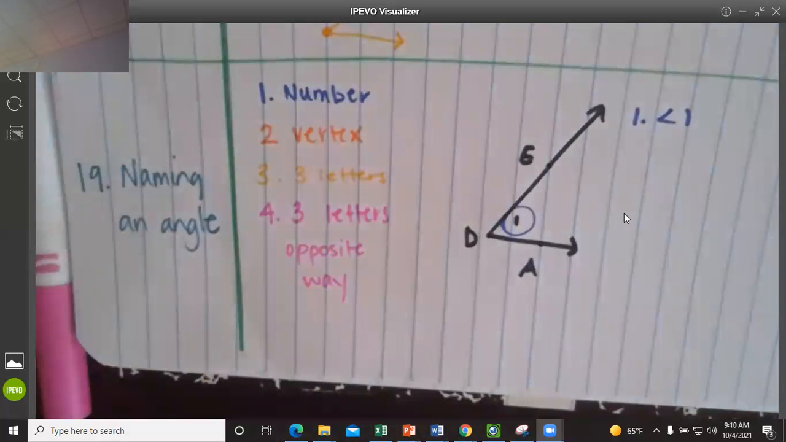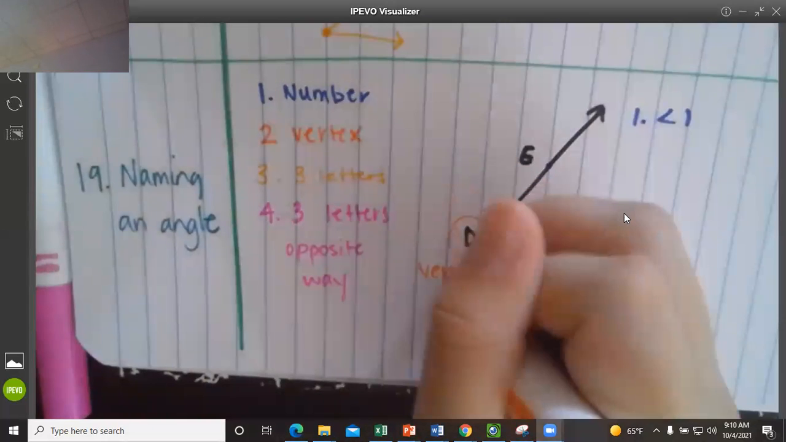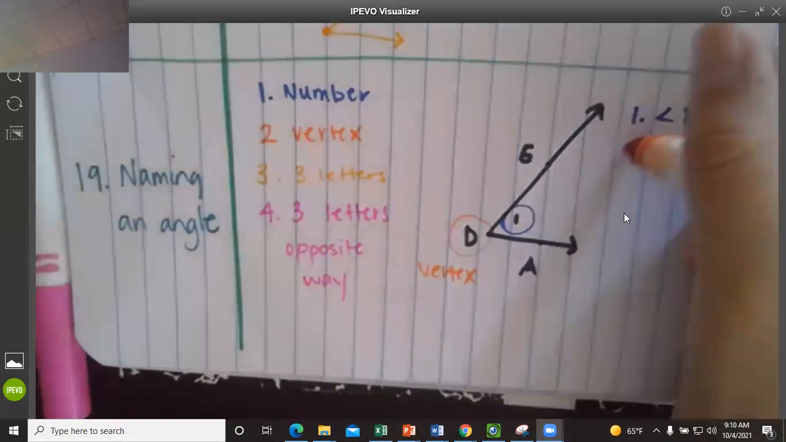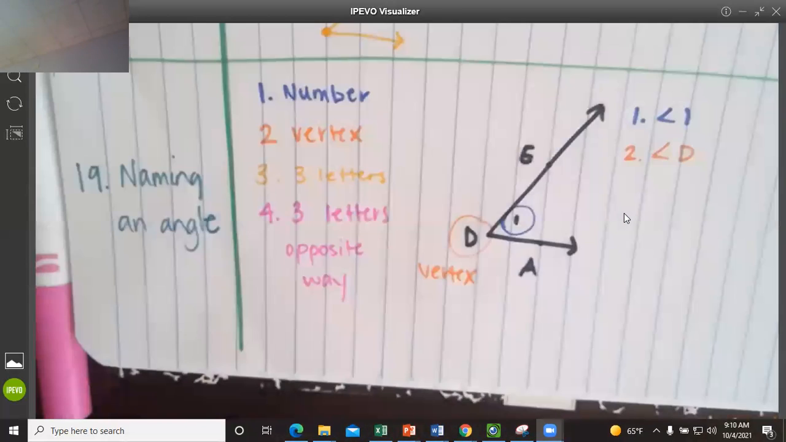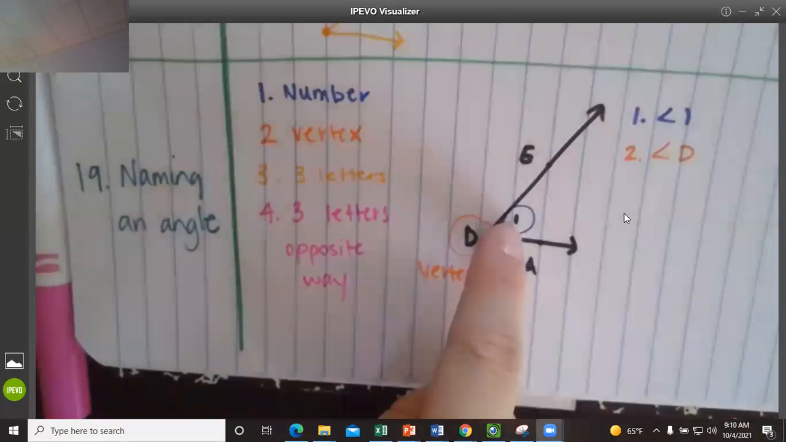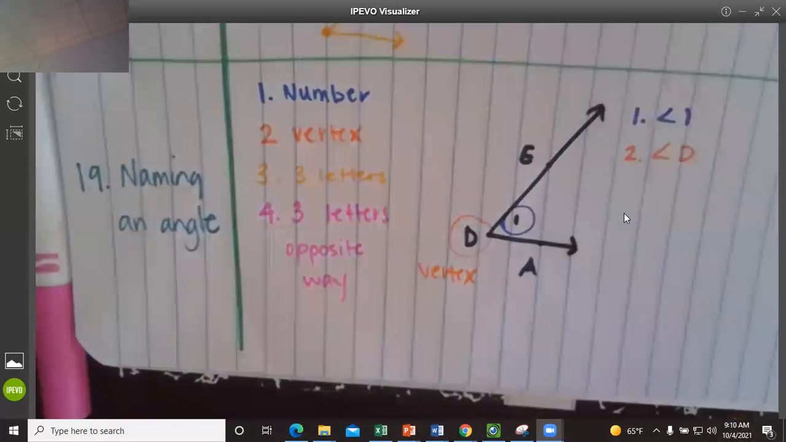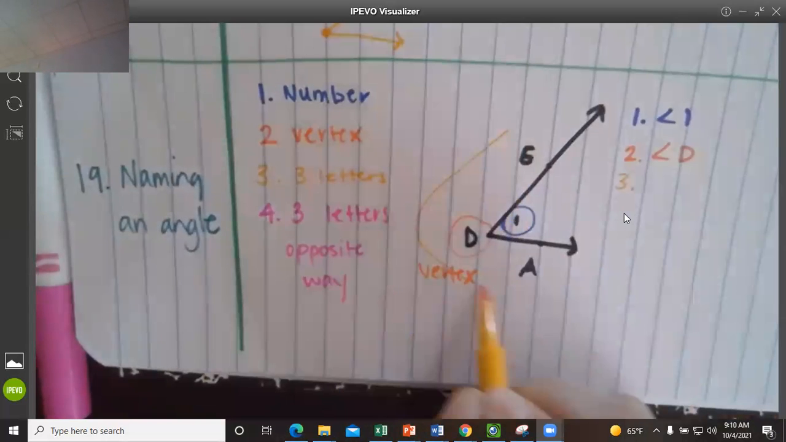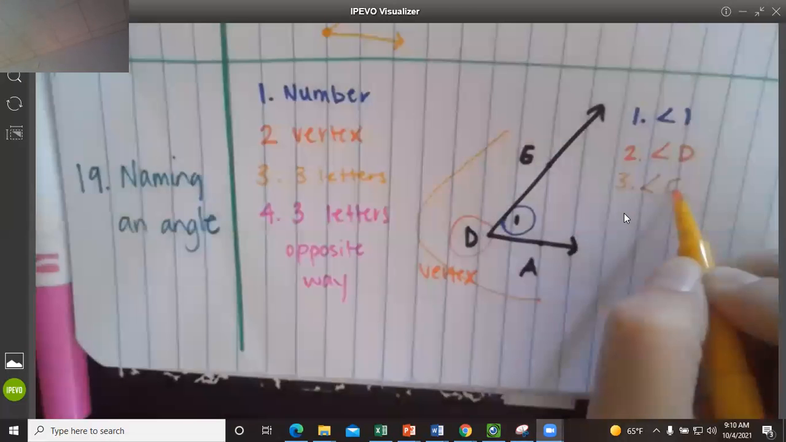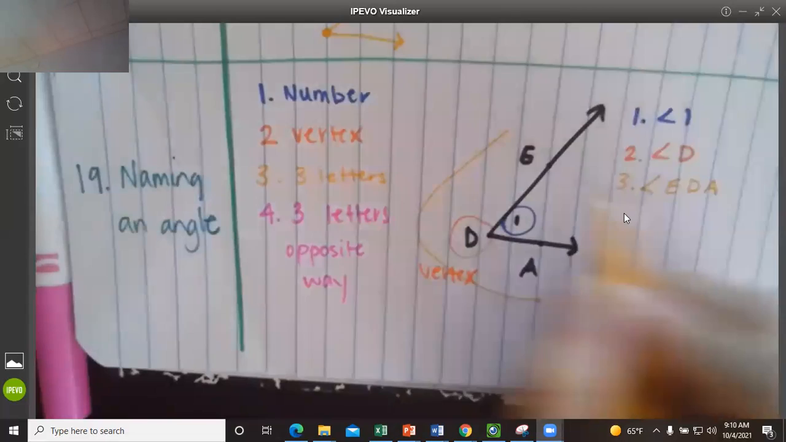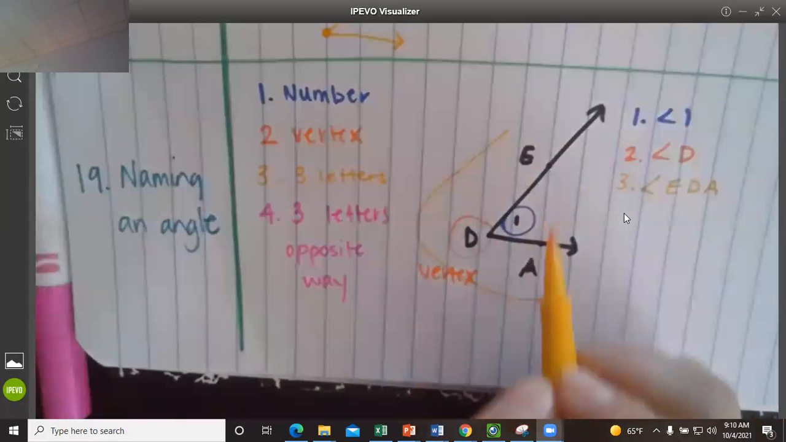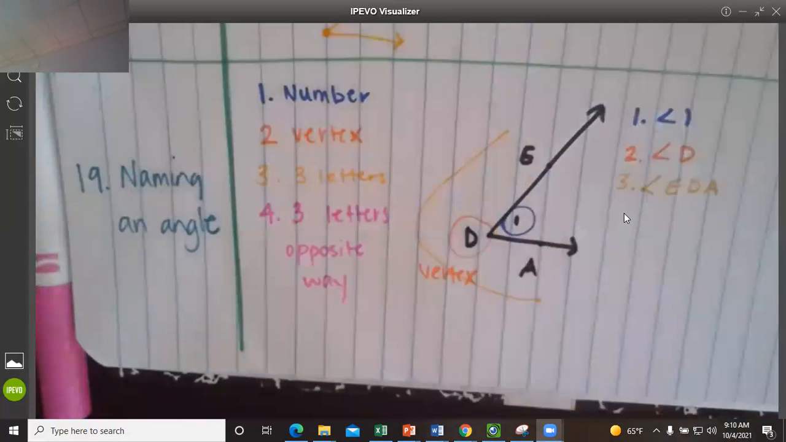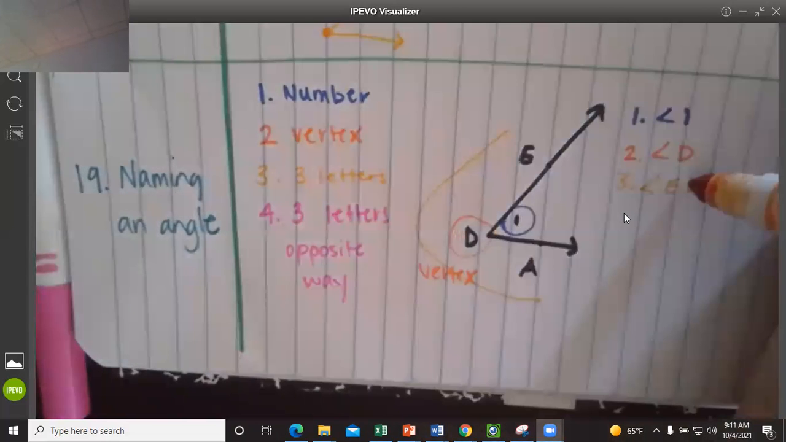All right, the vertex. Does anyone know what the vertex is? The one in the middle? Yep, that's the vertex. So the name of it could also be angle D. So when you talk about this angle, you could call it angle 1 or angle D. The other way to name this angle is by 3 letters. E, D, A. As long as you follow the shape of the angle. You can't go like E to A to D. Okay, remember that D is the vertex.